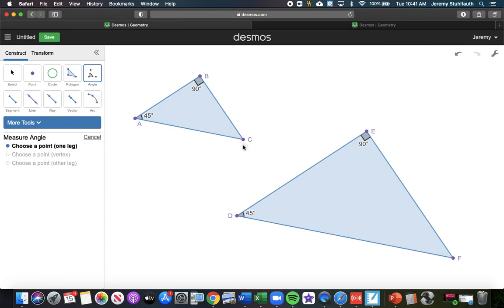Angle C and angle F both have to be the same size, because the triangle sum conjecture says that the angles of a triangle add up to 180. So you have 45 and 90. This means that angle C has to be 45. Same thing over here. So what we see is that if we know that two angles are congruent, we know that the third angle has to be congruent.